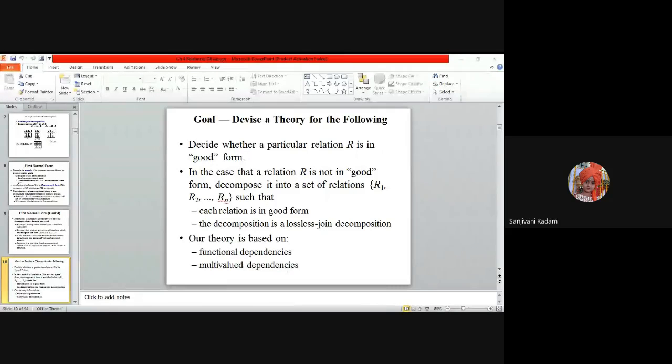Lossless means that after decomposition, by applying some formulas, we should be able to recover the previous relation properly. For this purpose, having a lossless decomposition is much more important.